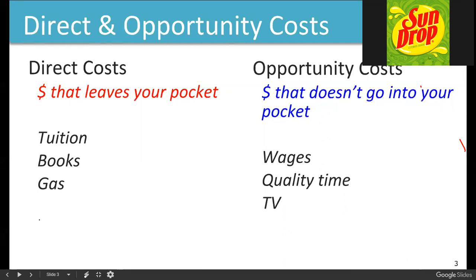But this is only the, and I'm going to come back to Bobby's comment about food an hour ago. I haven't forgotten you. It's costing you tuition, books, gas. But some of you are giving up, like Luke, giving up wages because he's having to knock off of work to come here. Some of you are giving up quality time with your family, friends, and you got kids.